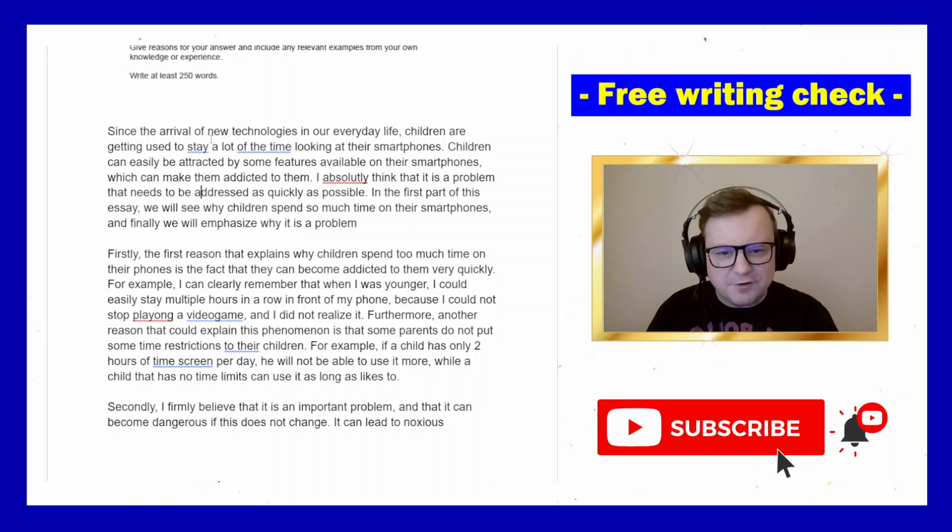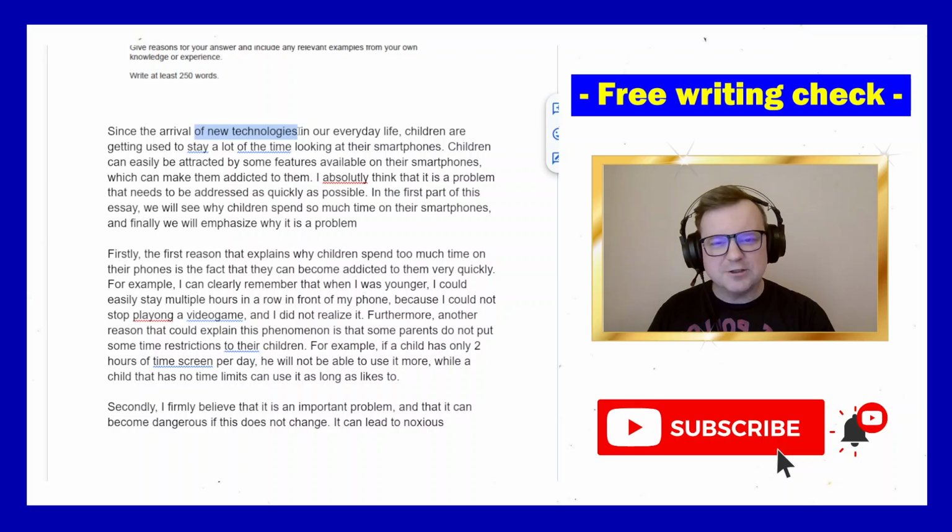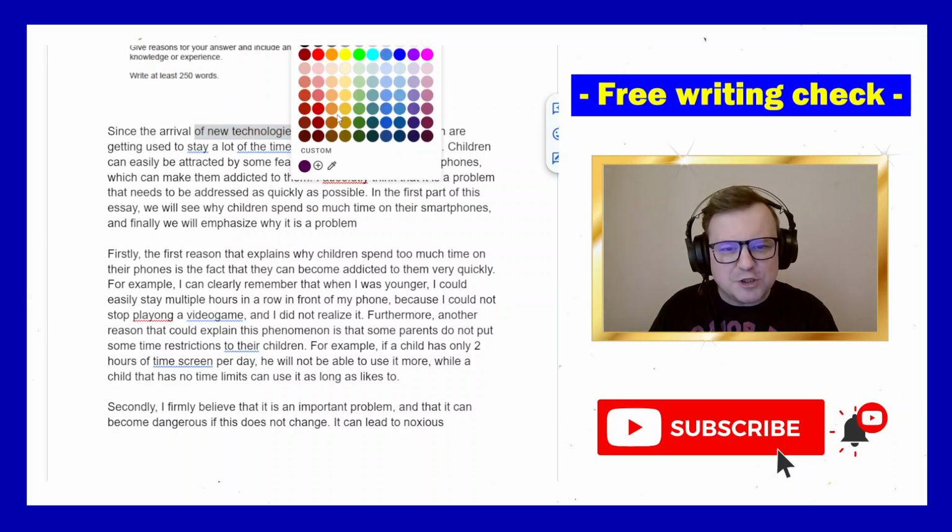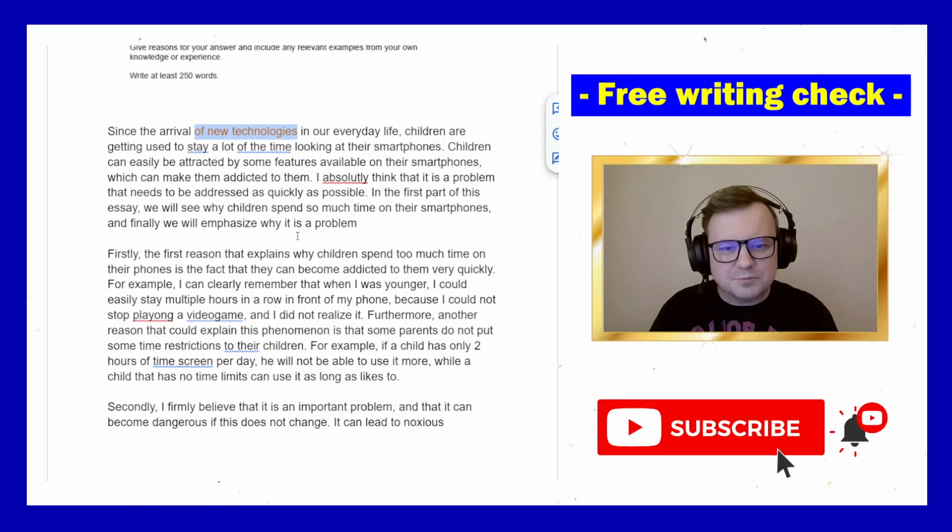So, "since the arrival of new technologies in our everyday life," it's a little bit vague. New technologies, that's so broad. You know, writing is a technology. So we need to be more specific here. "Since the arrival of new technologies in our everyday life," and then children. So a little bit of a disconnect, but okay.